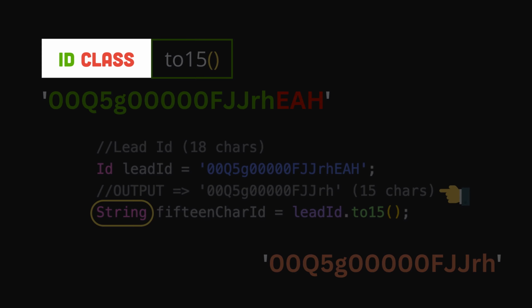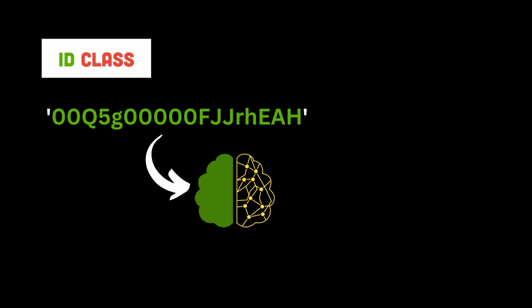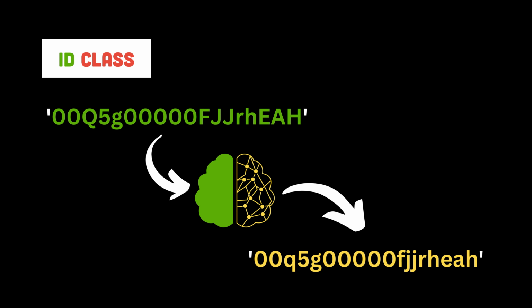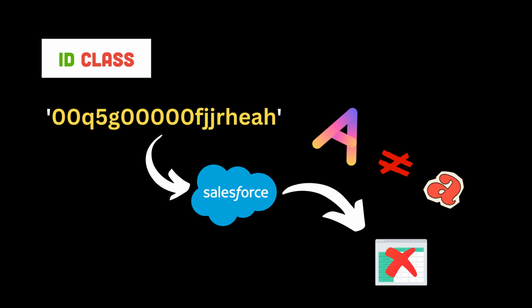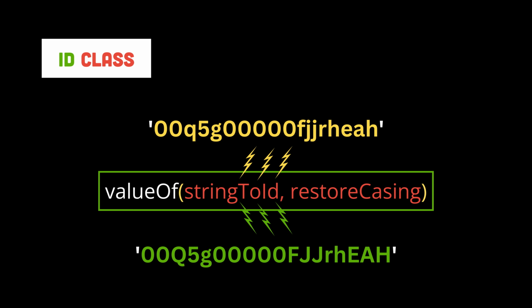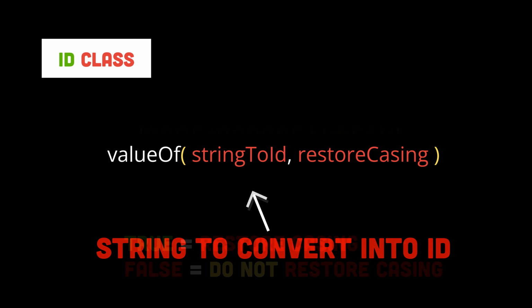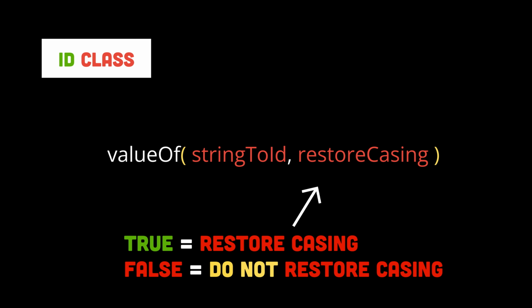Let's assume we have a Salesforce ID that we pass to an external system, and the external system somehow disturbs the casing of the ID. Now if we use that disturbed ID and look for a record in Salesforce, we won't find it, as the IDs are case sensitive. To solve this issue, we can pass the ID to a valueOf method. We do this by passing the ID as the first parameter and setting true or false for the restoreCasing parameter.